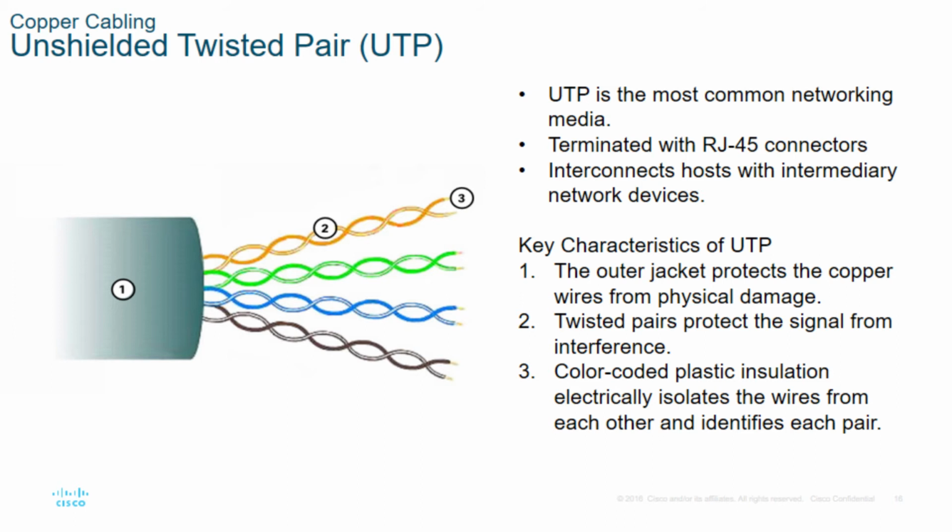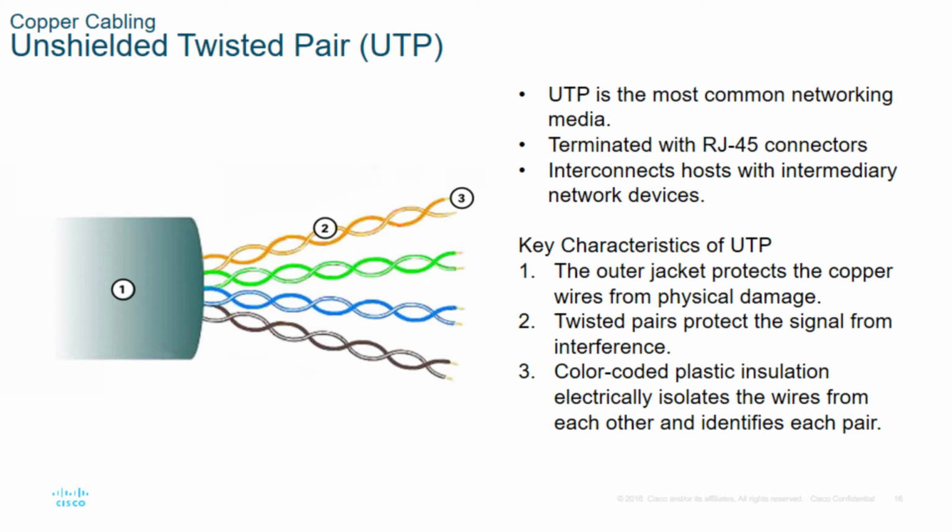Basically, UTP cabling is the most common networking media, and UTP cabling terminated with RJ-45 connectors is used for interconnecting network hosts with intermediary networking devices such as switches and routers, right? In local area networks, UTP cable consists of four pairs of color coded wires that have been twisted together and then encased in a flexible plastic sheath that protects from minor physical damage. The twisting of wires helps protect against signal interference from other wires.